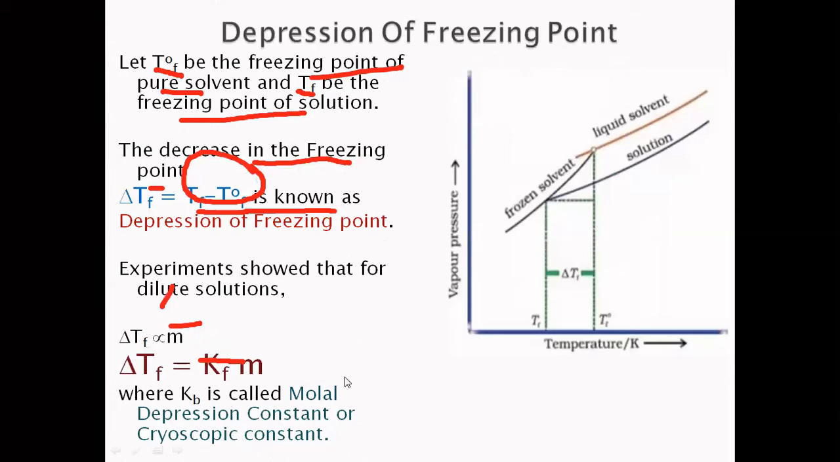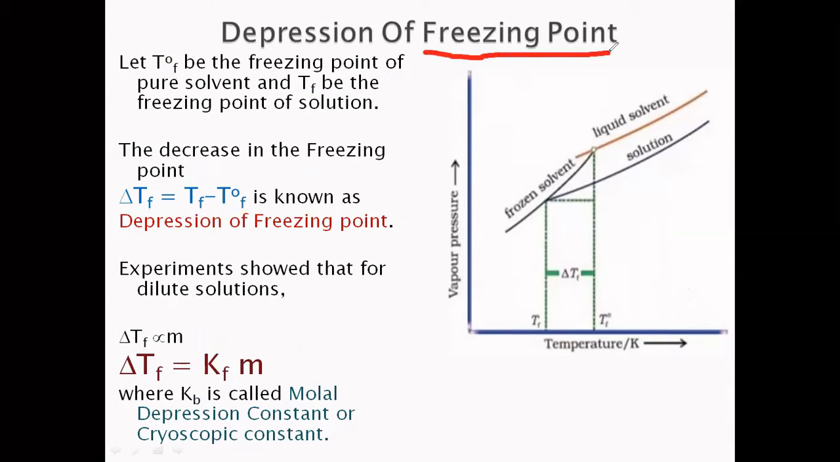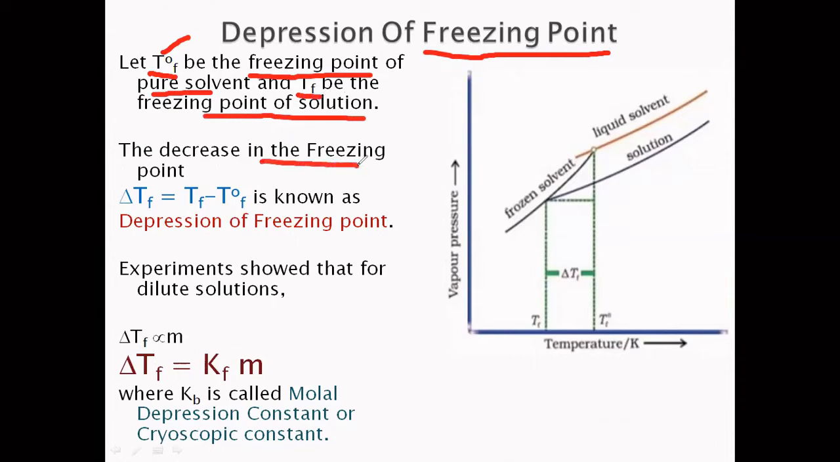Next is depression of freezing point. What is freezing point? Freezing point is the temperature at which a liquid has the same vapor pressure as the vapor pressure of its frozen state. Let us assume T naught F is the freezing point of pure solvent, and the freezing point of solution is represented by TF. So the decrease in the freezing point would be equal to TF minus T naught F, and delta TF is the depression of freezing point or decrease in the freezing point.